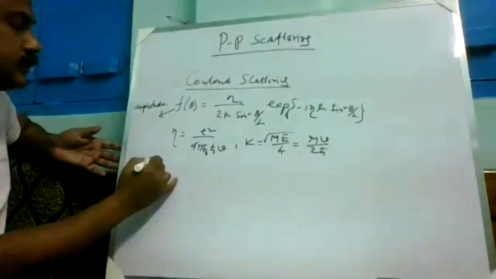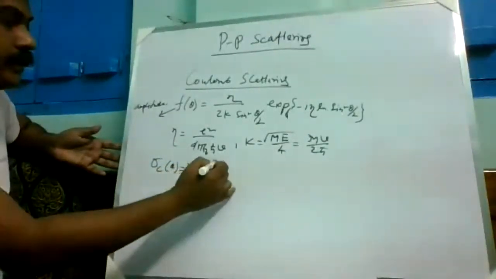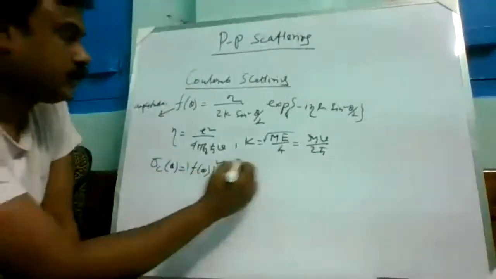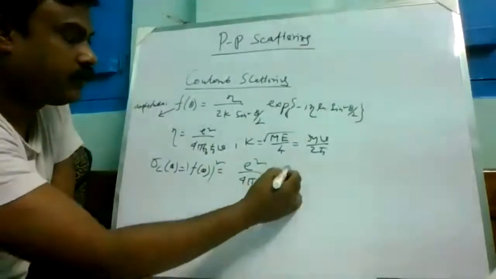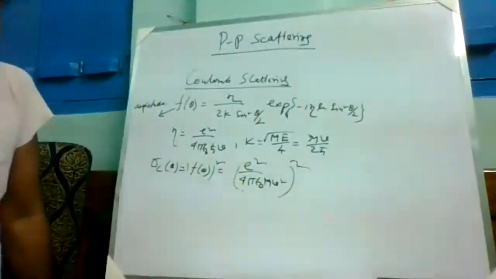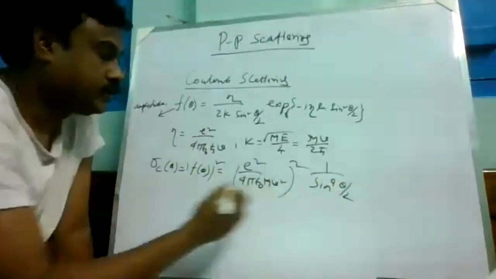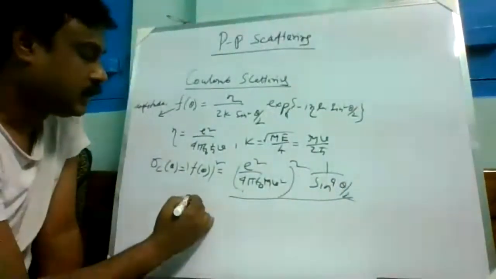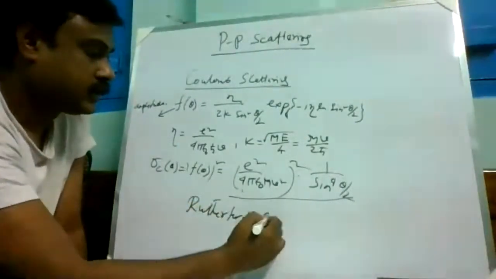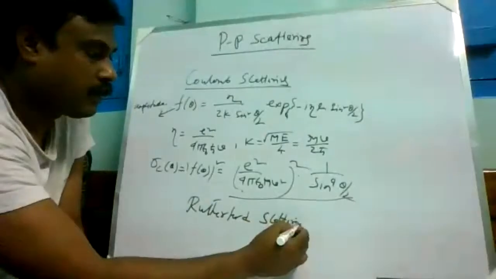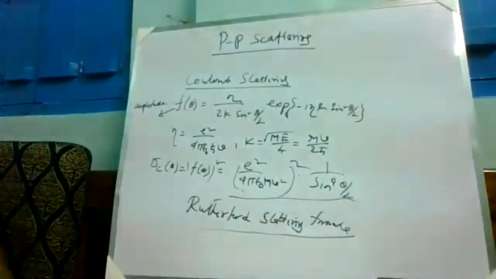So the cross section will be sigma Coulomb, the differential cross section, which is mod f theta square. This will be equals to e square by 4 pi epsilon 0 m v square, and with a little bit of calculation and substitution we find 1 by sin to the power 4 theta by 2. You know this, this is the Rutherford scattering formula.